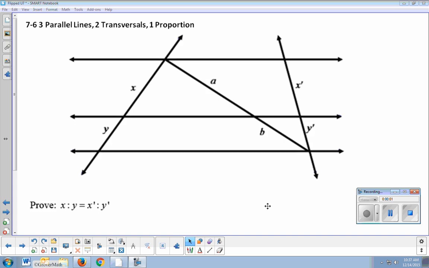Geometry, Unit 7, Section 6. 3 parallel lines, 2 transversals, 1 proportion.